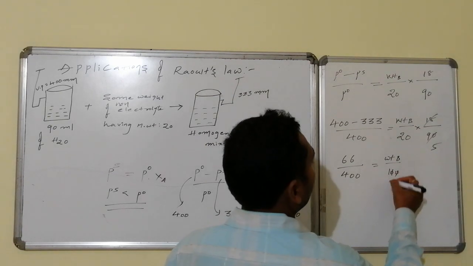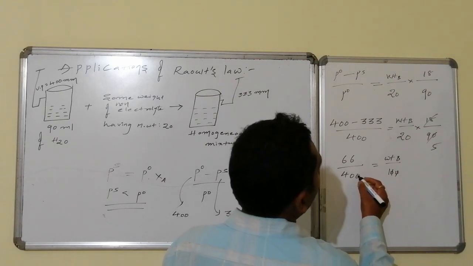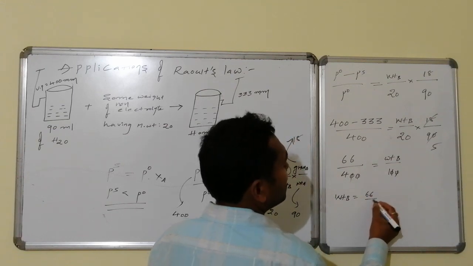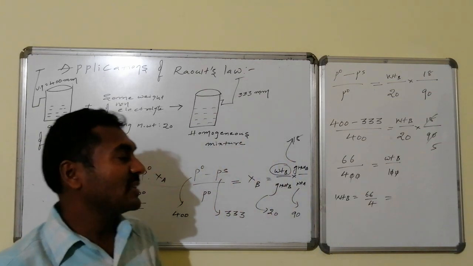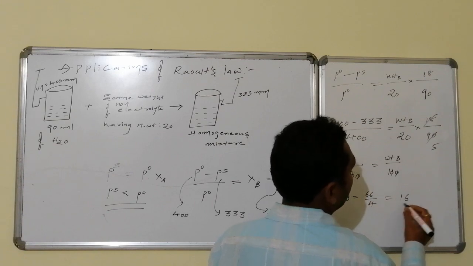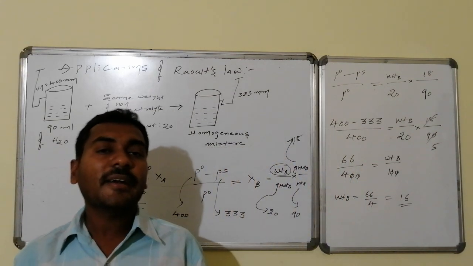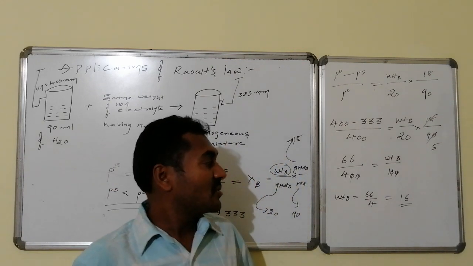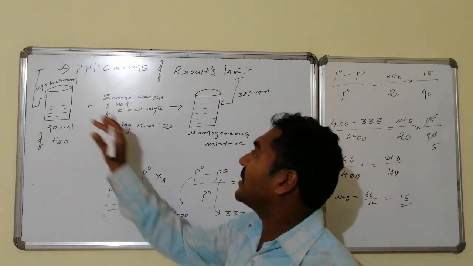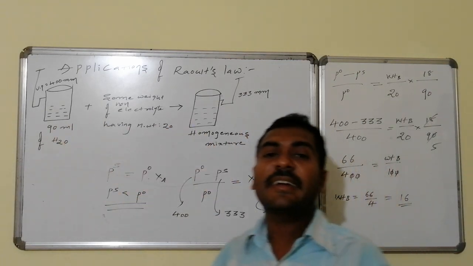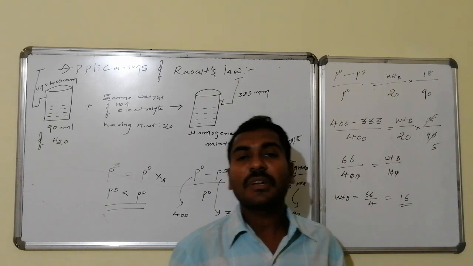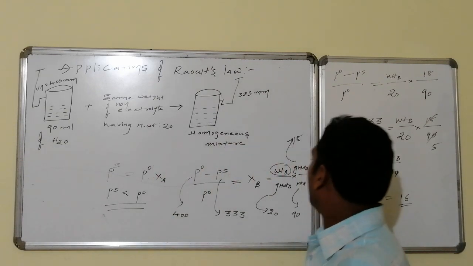So on resolving all these, weight B becomes equal to 66 by 4, which is approximately 16. See, already we made the problem in the beginning: 20 grams of non-electrolyte with a gram molecular weight of 20 was added, and then we got the same problem. In this problem we edited it in such a way that we ask for the weight of substance added, but instead of 20 here we got 16. That is, it is an approximate relation.